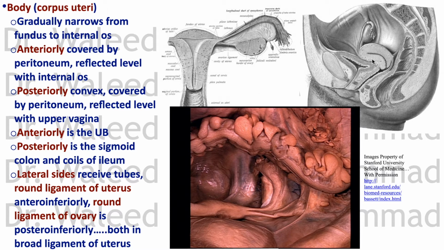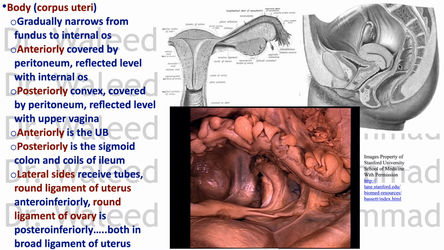The body, or the corpus uteri, is pyriform in shape and gradually narrows from fundus to internal os. Anteriorly, it's covered by peritoneum reflected on the superior border of the urinary bladder. This reflection is at the level of the internal os. Posteriorly it is covered by peritoneum reflected from the upper vagina. Okay. The urinary bladder lies anterior, and posterior there's the rectum, sigmoid, and coils of ileum. Not posterior, posterior superior actually, and the lateral sides receive the tubes, the round ligament of uterus and the round ligament of ovaries. We've talked about these before.